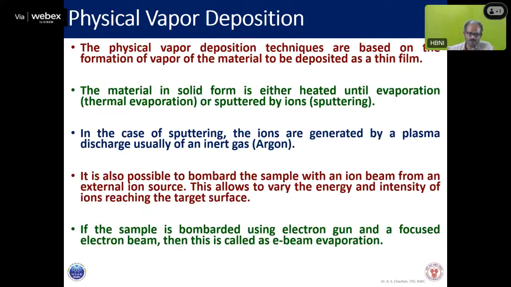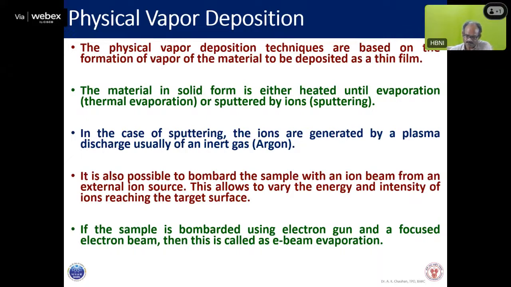In physical vapor deposition, the techniques are based on the formation of vapor of the material to be deposited as a thin film. The material is in solid form. It is either heated until evaporation or sputtered by ions. Either you can heat it to make it a vapor, or sputtering is done by bombarding, so you can sputter out the material.